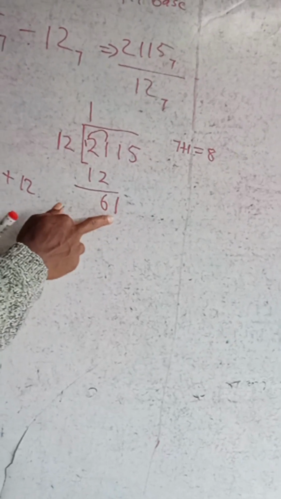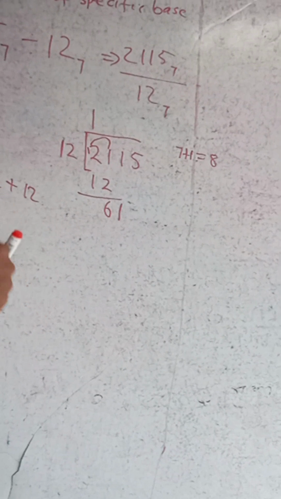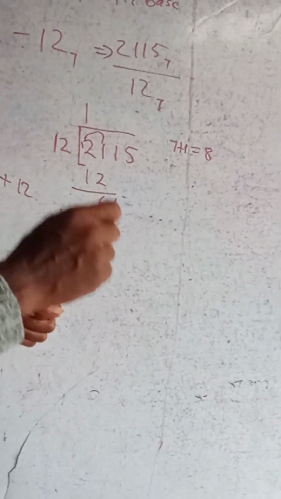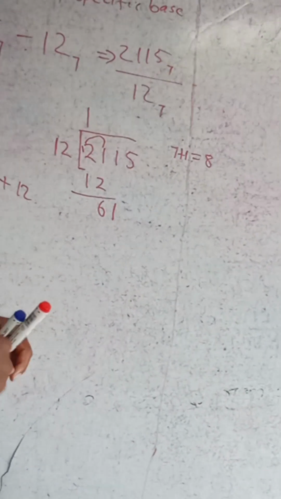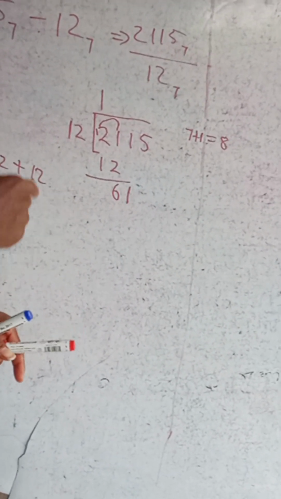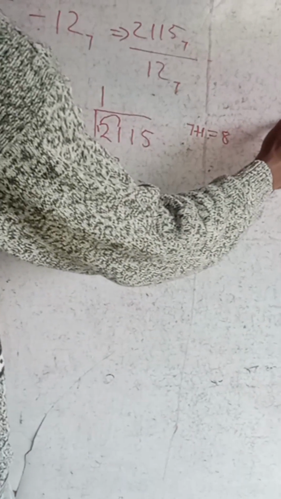Now it is 61. We know that 61 is bigger than 12. So we'll say 61 divided by 12 under base 7. Meaning, how many times is 12 going to appear in 61 under base 7? Let's see. Okay, let's try.